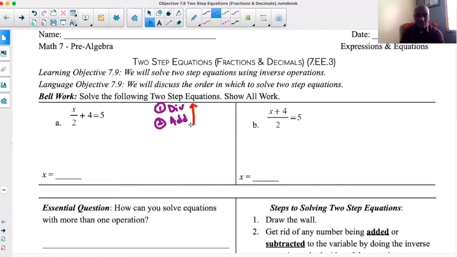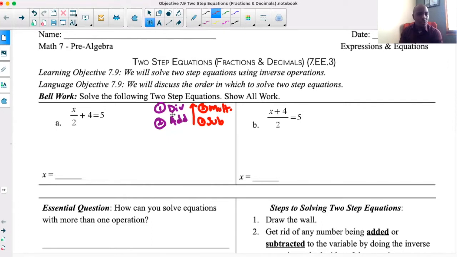So my first step here will actually be to get rid of addition by doing subtraction. That's my first step. Then my second step is going to be to get rid of division by doing the opposite, which is multiplication. Okay? Let me say that once again. I first identify what's happening to X. X is first being divided by 2. Then it's being added by 4. Okay? So I need to do the reverse of this. I see division, addition. I'm going to do the reverse, saying first is get rid of addition by subtracting. Then we're going to get rid of division by multiplying.